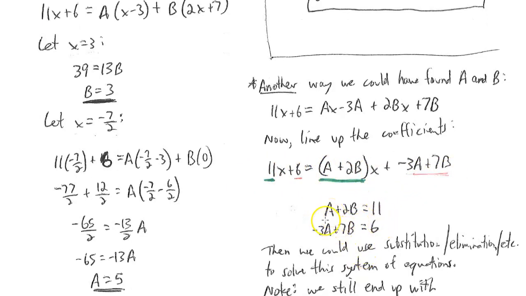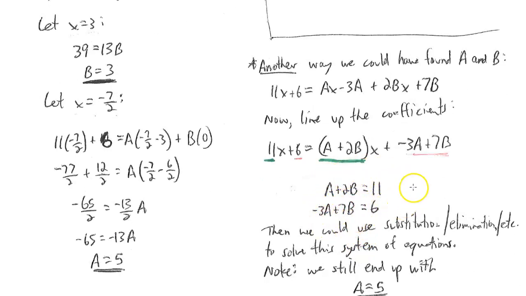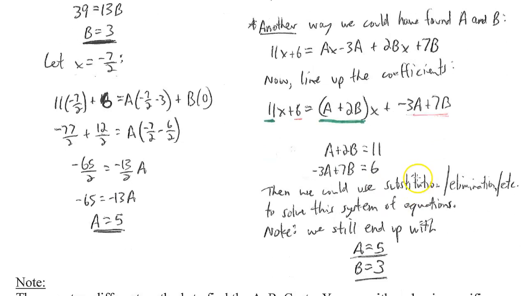Okay, and that's really just a system of equations that you can solve for a and b. Okay, you can use like substitution or elimination or whatever. And it turns out if you do that, you'll end up getting a is 5 and b is 3, just like we had over here. Okay, in fact, you can check. If a is 5 and b is 3, this would be 5 plus 6 is 11. If a is 5 and b is 3, you'd have negative 15 plus 21 equals 6.